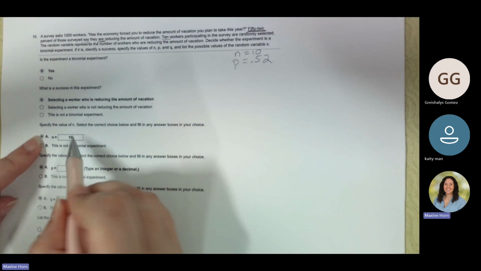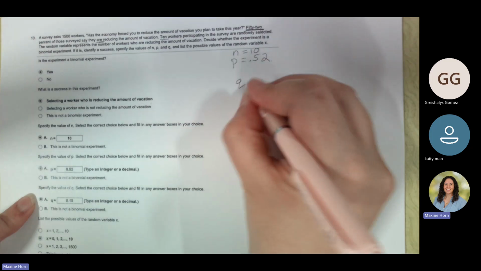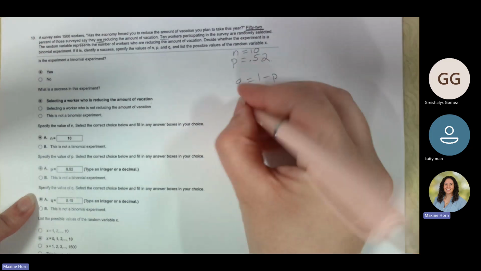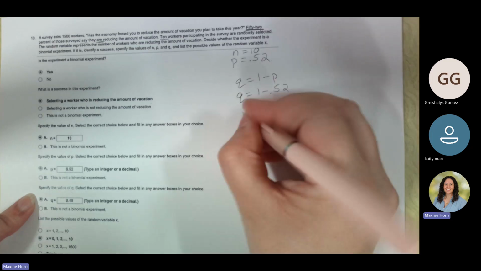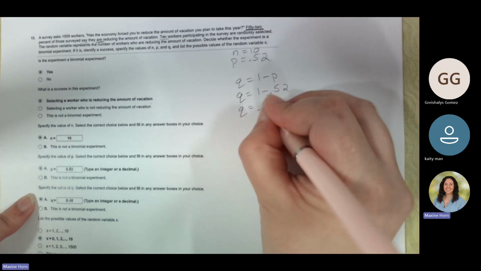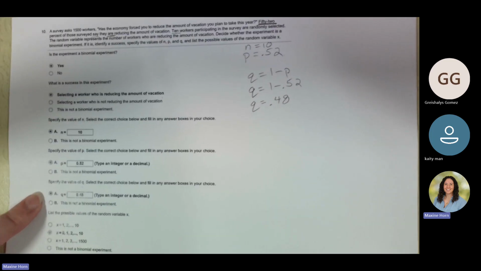Okay, so it wants the value of N. We found that. It wants the value of P. We found that. Then it wants the value of Q. Well, we've done this before, right? Q is the complement of P, so we just have to subtract it from 1. Whenever you have one of them, you can always find the other. So that's how they're getting 0.48.